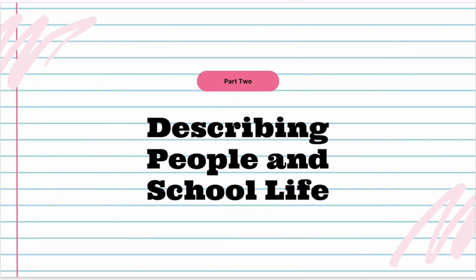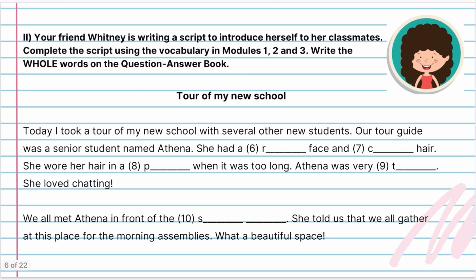Now, let's move on to describing people and school life. This time, I will give you hints, again, that is based on the context of the sentences, and I will also provide the first letter of each word. Now, let's get started. This is the situation. So Whitney is introducing herself to her classmates. Okay, now look at the passage together.